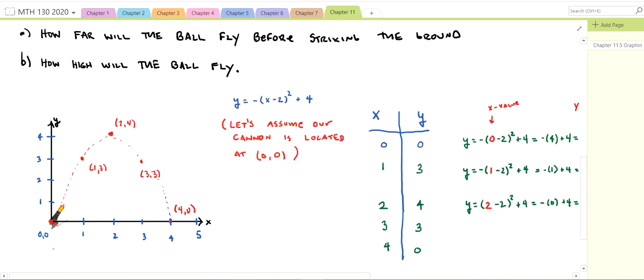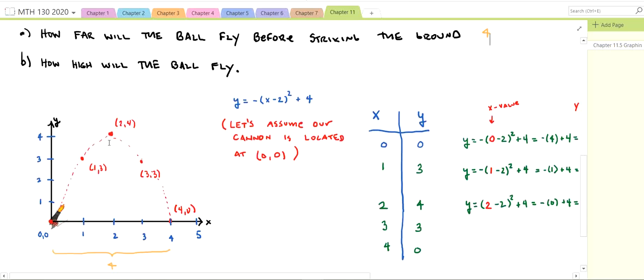Looks like the distance here is this distance right here, which is 4. So the answer to the first question is 4. Maybe these are miles. I didn't give a distance actually. Now the next question was how high would the ball fly?